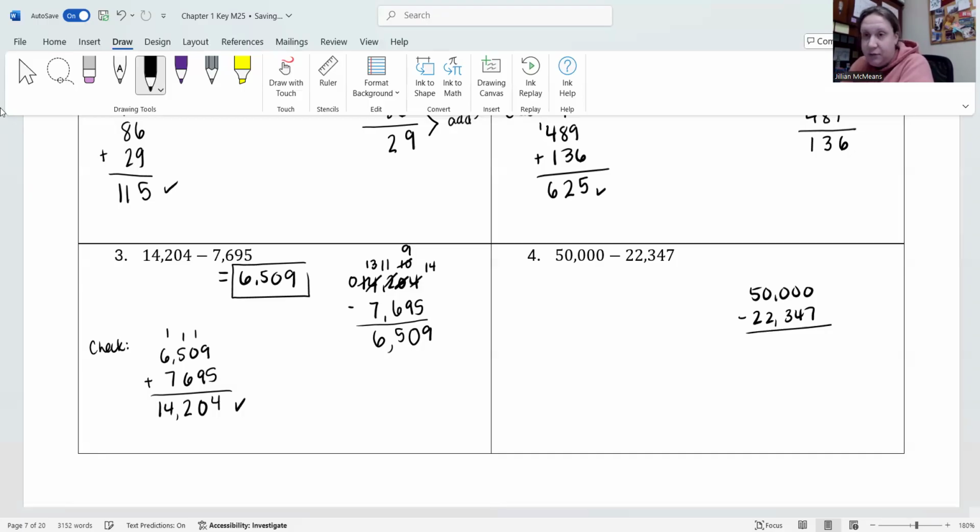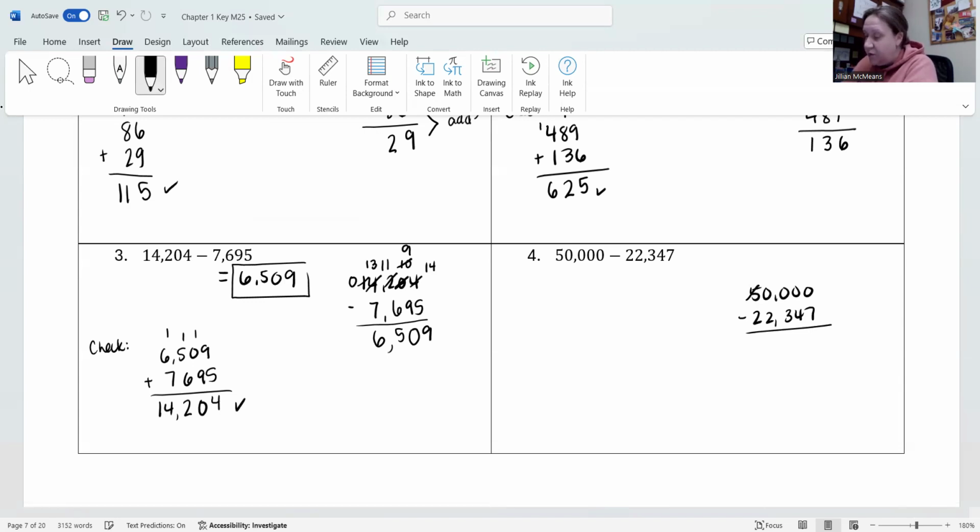So I can't take 7 from 0. I can't borrow from 0, but I can borrow from 5. So in a situation like this, we have to go to the first non-zero digit. And in a situation like this, where you've got loads and loads of zeros, you can take a miniature shortcut.